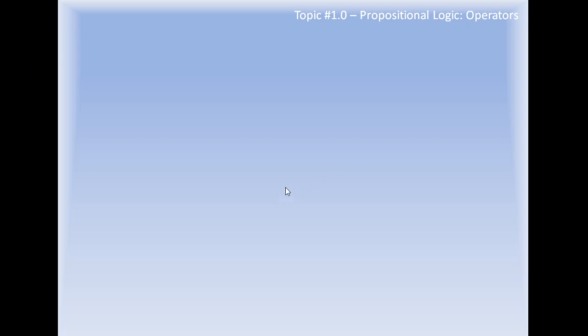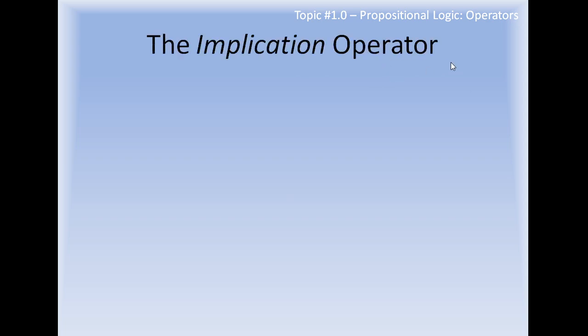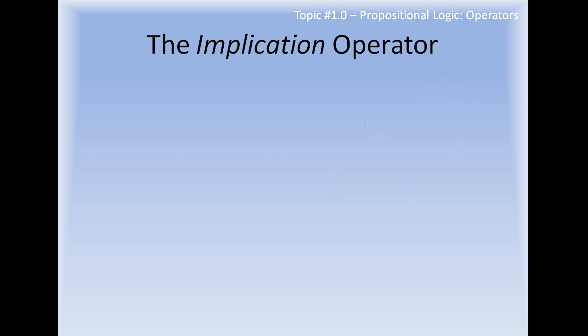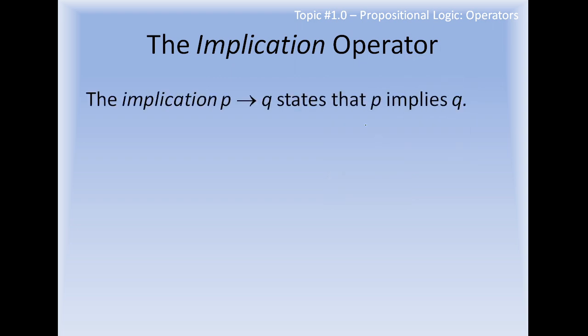Let us start with the next compound statement. The next compound statement is implication. Implication is also known as the conditional. Here we are going to represent implication by using the arrow, and we read this as P implies Q. This arrow is implies and it is an implication.